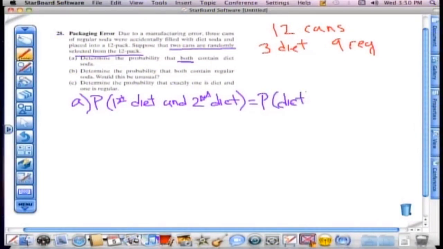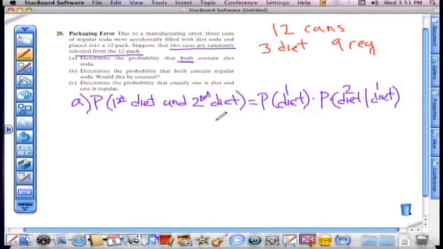So this is then the probability that the first is diet. And once you've opened that can and discovered that it's a diet soda, the second probability is that the second is diet, given that the first was diet. That calculation would be: I've got 3 diet out of 12 cans, so 3 ways you can get a diet soda out of those 12 cans. And now you've opened one of the cans, so you only have 11 cans left. And you've opened one of the diet sodas, so you only have 2 out of the 11 cans left with diet soda in them.